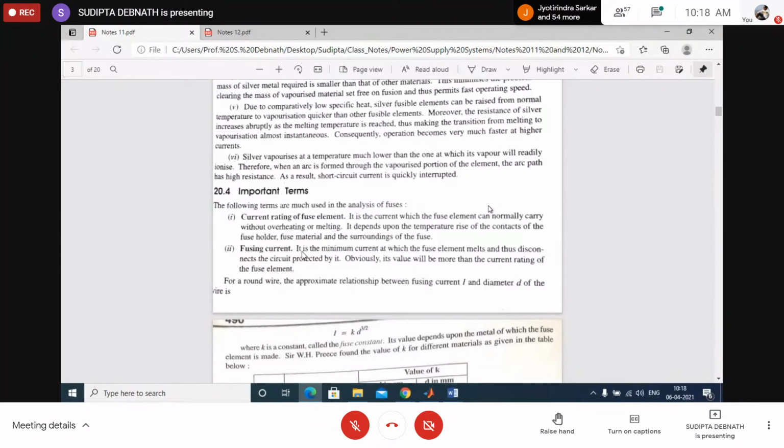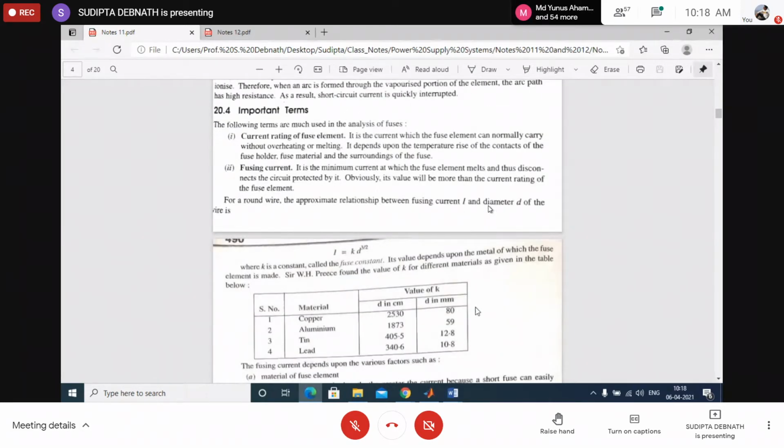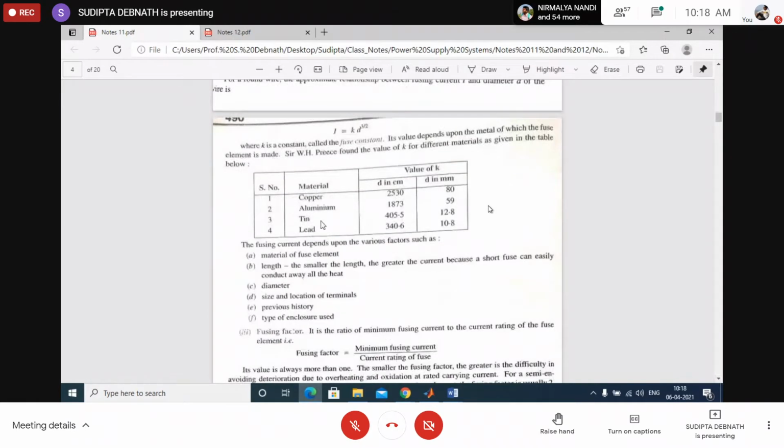Then what is the fusing current? Fusing current is the minimum current at which the fuse element melts and disconnects the circuit. Then these things you go study and you can easily understand the relation between the fuse diameter, wire diameter, and the current is given here, and different values of K for 4 different metals have been given here. Now fusing current, of course, depends upon these factors.